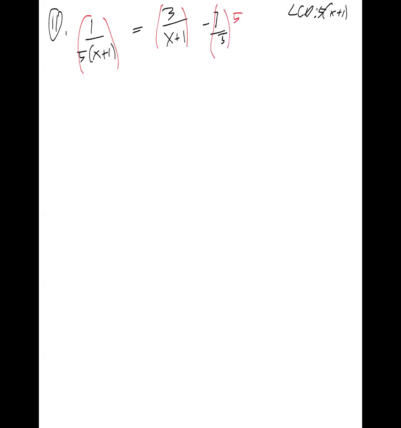This one says 1 over 5x plus 5 equals 3 over x plus 1 minus 7 over 5. So first of all, factor a 5 out of the first fraction. So erase that 5x plus 5 and change it to be 5 times x plus 1. That means the LCD is equal to 5 times x plus 1. Multiply every term by the LCD, all 3 terms. So 5 times x plus 1, 5 times x plus 1, and 5 times x plus 1.